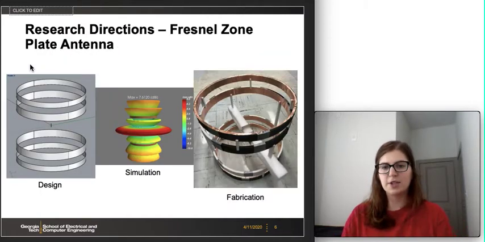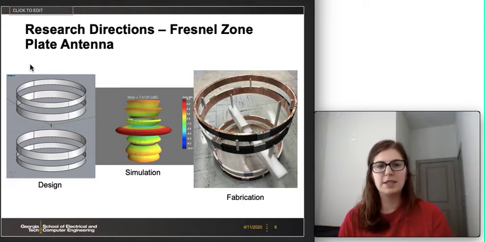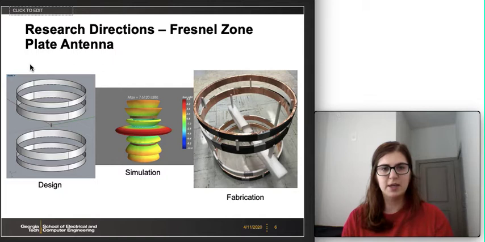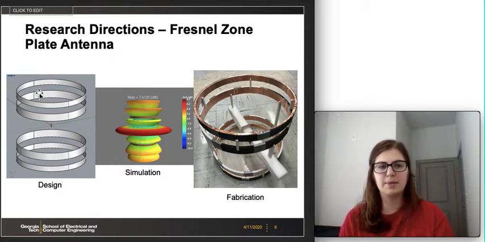So research directions based on these two concepts that I've done. The first is the Fresnel zone plate antenna. Here's a schematic simulation that I did of this antenna at 5.8 gigahertz, which is a Wi-Fi band. So we have the dipole antenna here, and then we have two cylindrical Fresnel zone plate antennas on top, or two cylindrical Fresnel zones on top and on bottom.